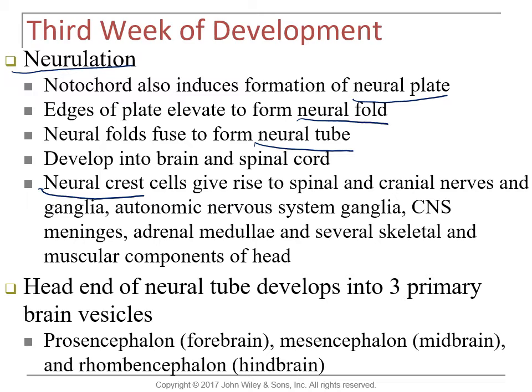At about 4 weeks after fertilization, the head end of the neural tube develops into 3 enlarged areas called primary brain vesicles. So here we have the 3 primary brain vesicles. We have the prosencephalon, or the forebrain, the mesencephalon, or the midbrain, and finally the rhombencephalon, or the hindbrain.